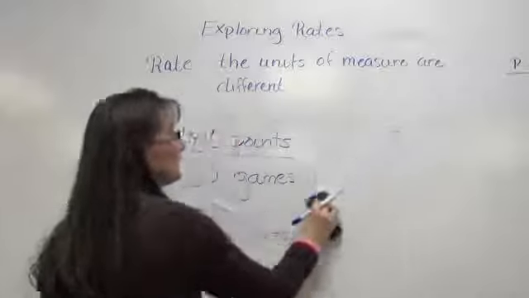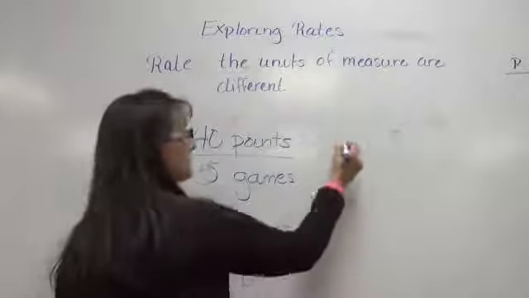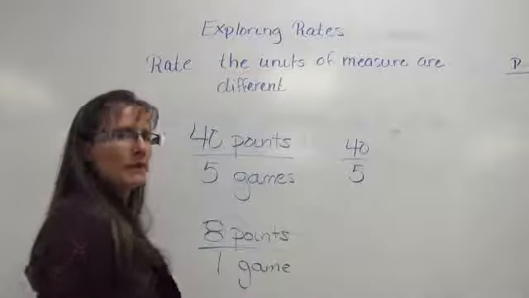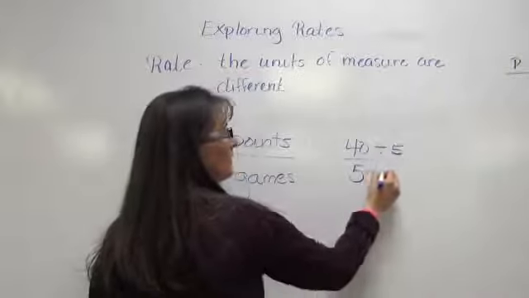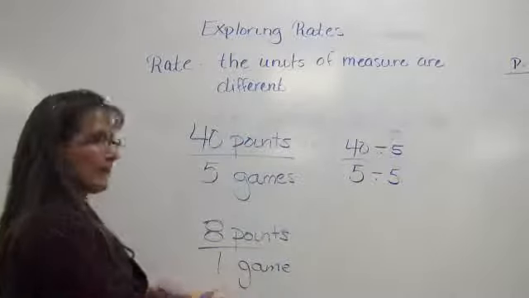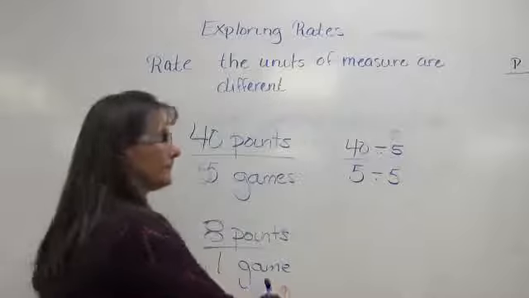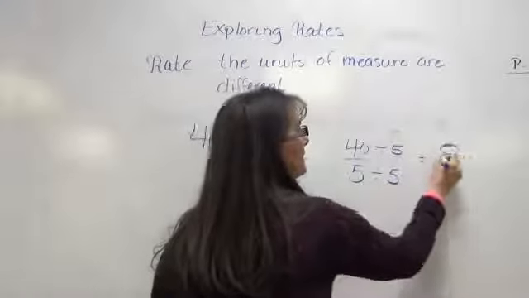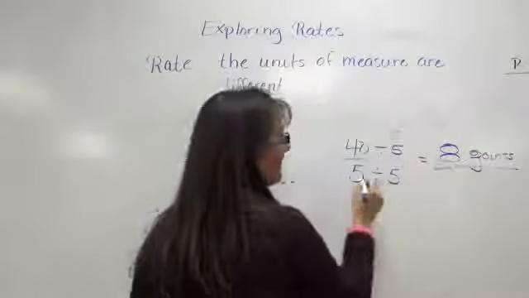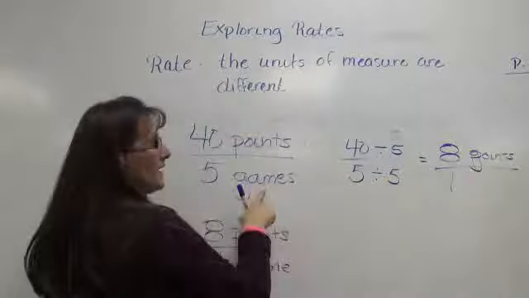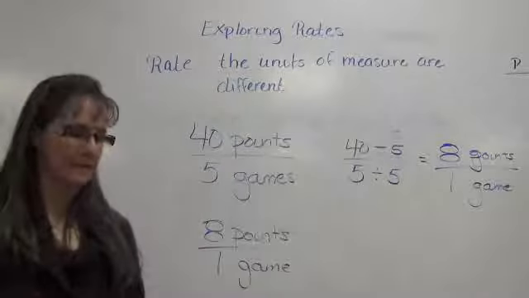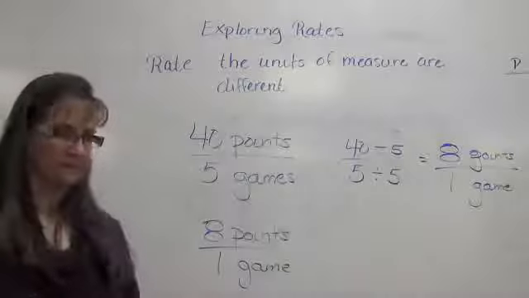If you divide, it will always take you down to a unit rate. Another option would be to pull out the common factor. So if I have 40 over 5, both numbers are divisible by 5, and that will give me a denominator of 1. And remember, for a unit rate, I want 1 unit on bottom. So 40 divided by 5 is 8. Remember that was 8 points. And 5 divided by 5 is 1, and that was 1 game. So again, 8 points in 1 game. This is a unit rate.